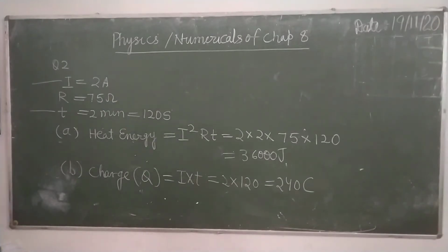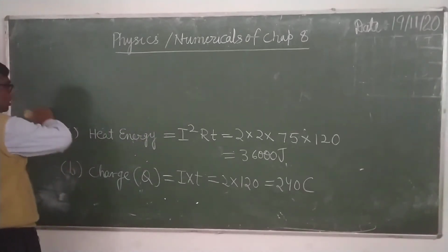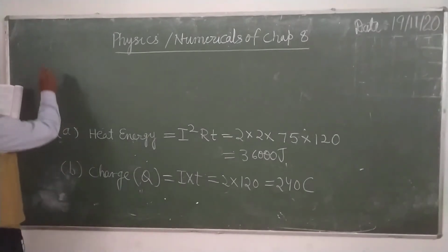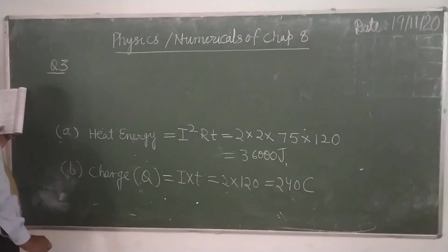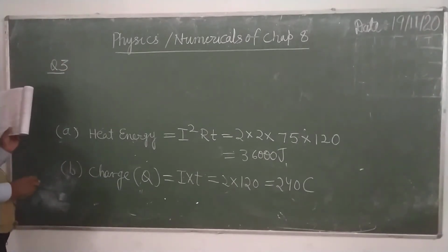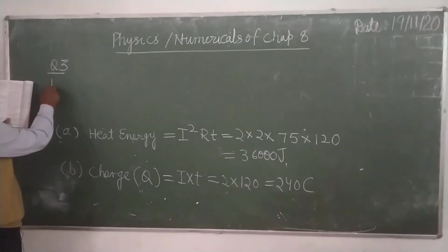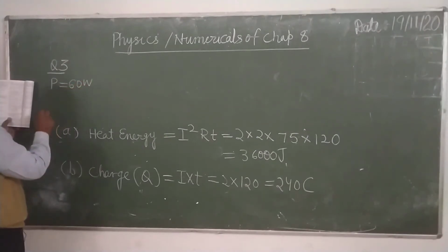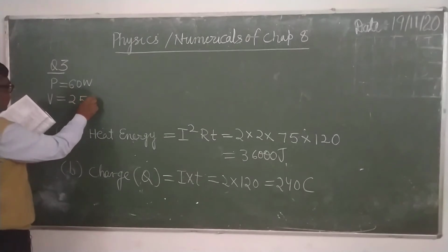Then question number 3. And from this chapter, numericals will be asked. Question number 3. Calculate the current through a 60 watt lamp. P equals to 60 watt. Rated for 250 volt. Means what is the rated voltage?